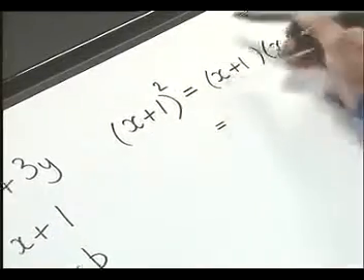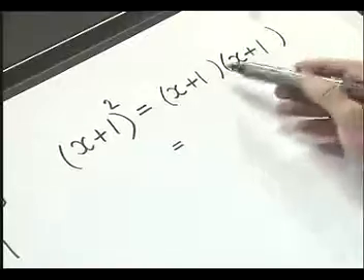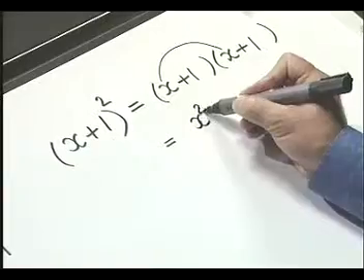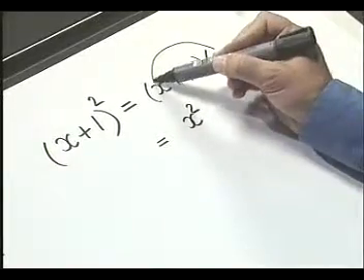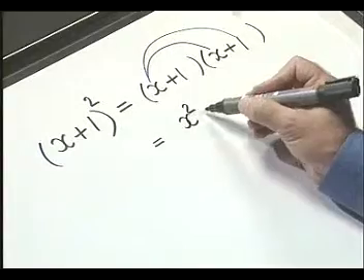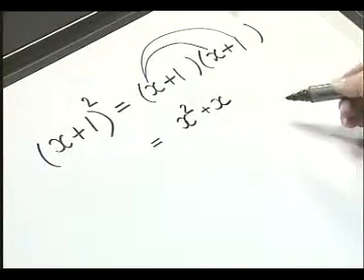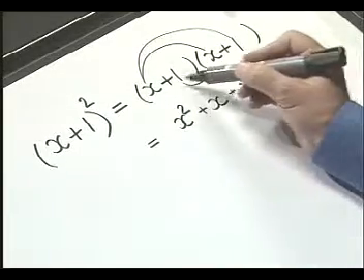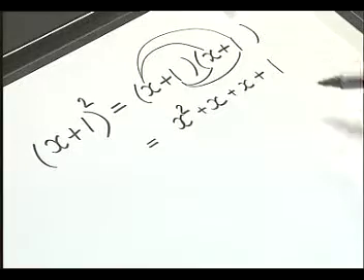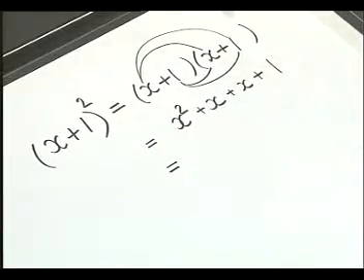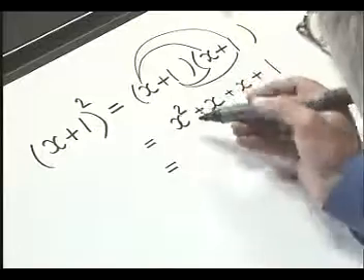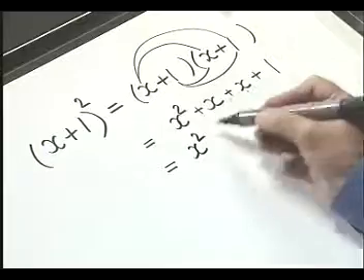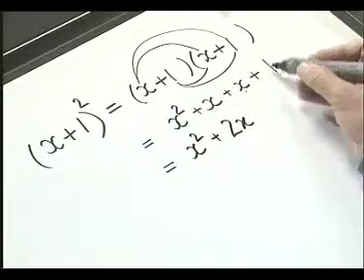And we remove the brackets by multiplying all the terms in the first bracket by all the terms in the second bracket, so there'll be an x multiplied by x, which is x squared, x multiplied by 1, which is just x, 1 multiplied by x, which is another x, and 1 multiplied by 1, which is just 1. So to tidy all that up, x plus 1 squared is equal to x squared, plus an x plus another x, which is 2x, plus the 1 at the end.